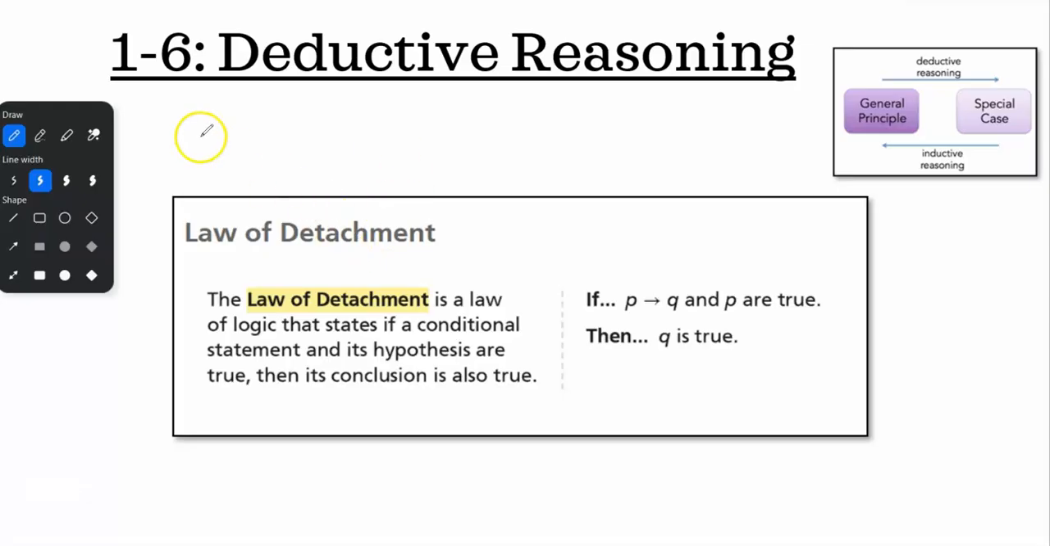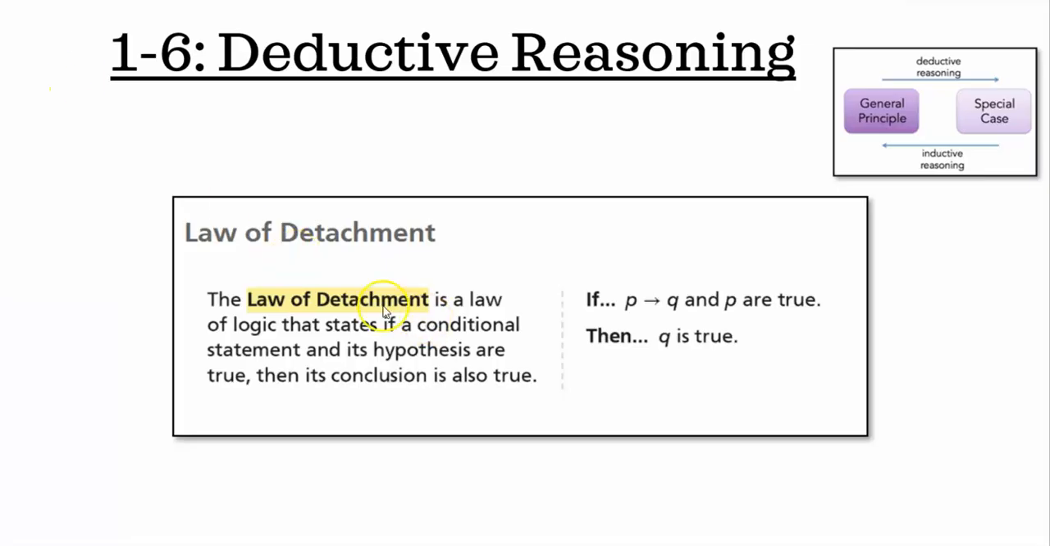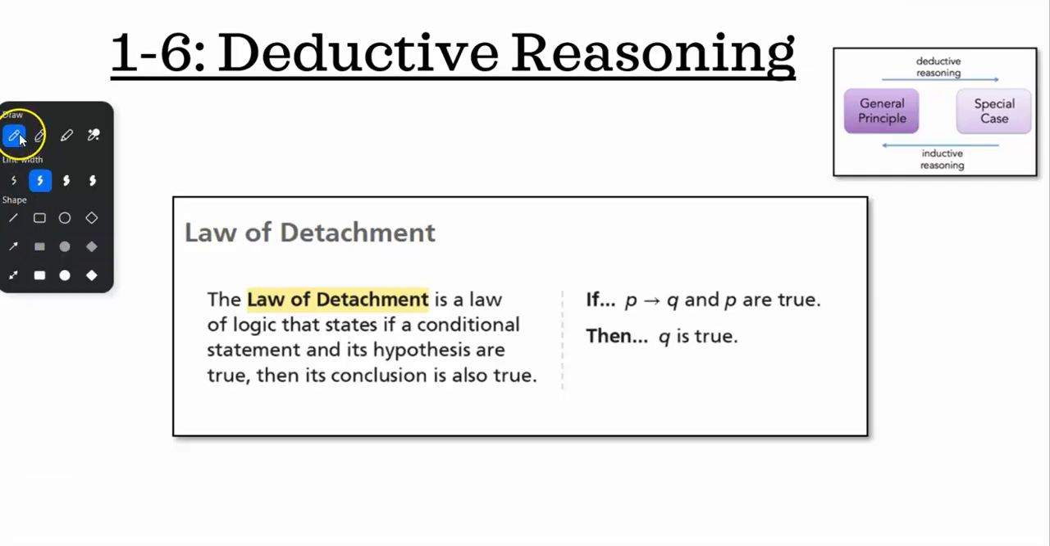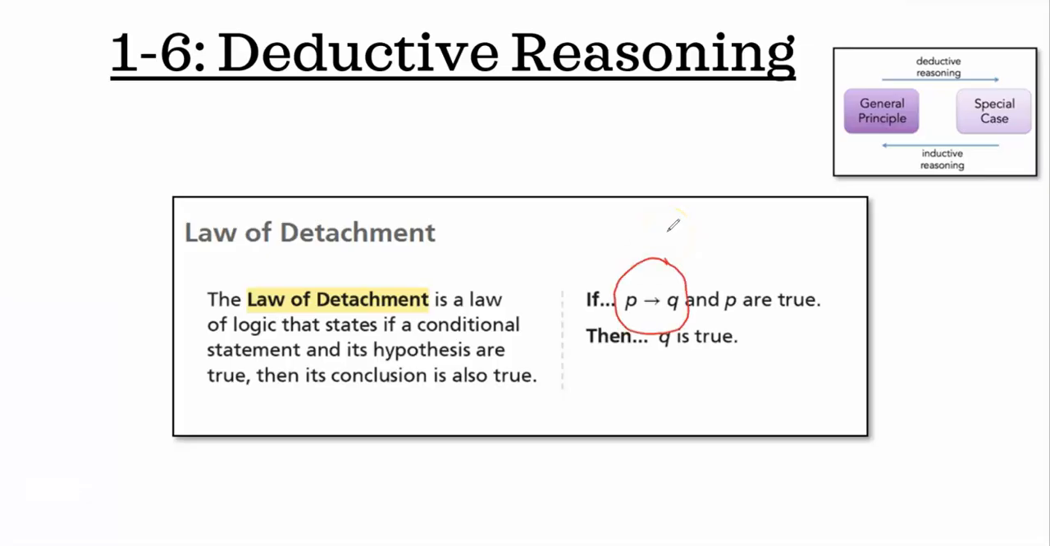So the first law is called the law of detachment. Here's a little snip of what the book describes it as. It's a law of logic that states if a conditional statement and its hypothesis are true, then the conclusion is true. So remember on Friday, we talked about conditional statements, if-then, and we always wrote them like this, P to Q. So that's hypothesis to conclusion.